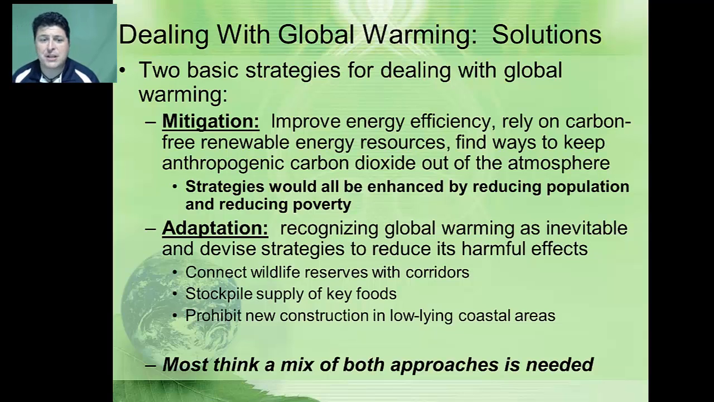With adaptation, we can recognize that global warming is inevitable and devise strategies to reduce its harmful effects, like connecting wildlife reserves with corridors so that as climates change, populations will have a way to escape those changing climates. We might stockpile key supplies of food or maybe prevent new construction in low-lying coastal areas. Most experts think that probably a mix of both approaches is going to be needed.